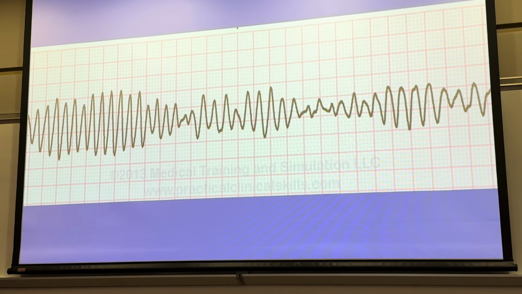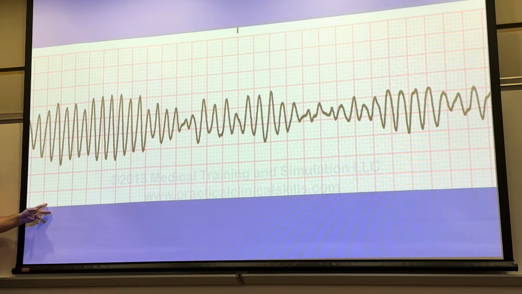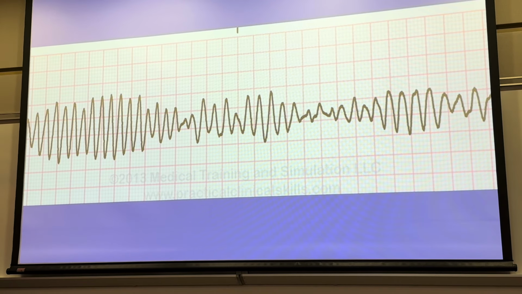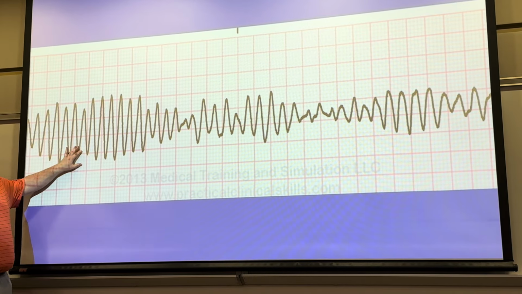Natalie hadn't answered a question. Natalie, what type of rhythm is this? Torsades, okay. What can we get for torsades? Magnesium. Magnesium, good. All right, are they gonna have a pulse with this? No. It's gonna be a form of VFib, multifocal VTAC VFib. They're not gonna have a pulse with this.